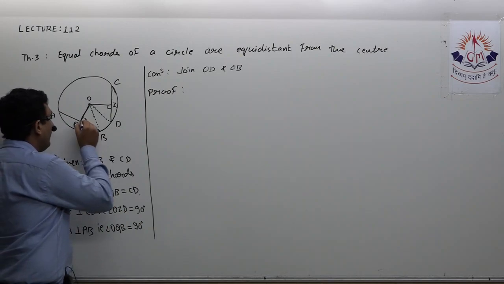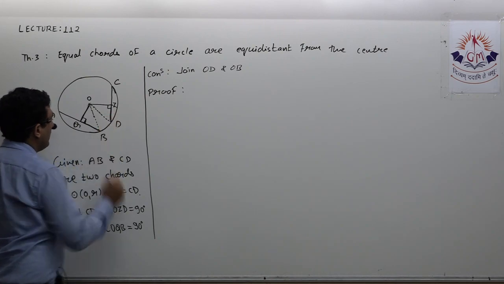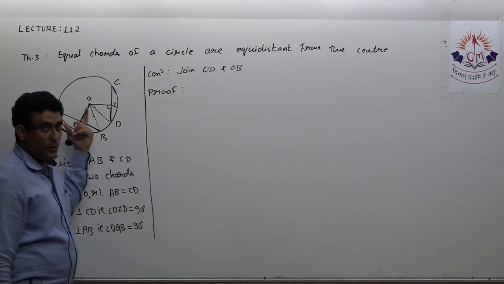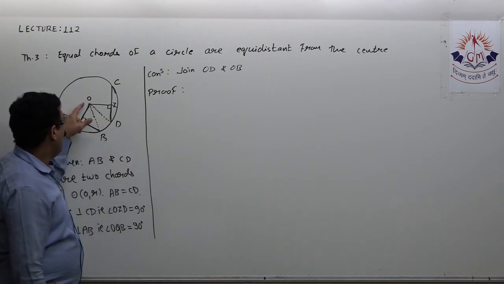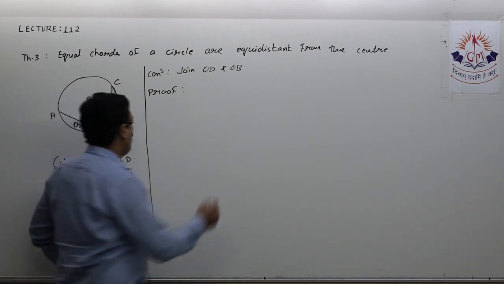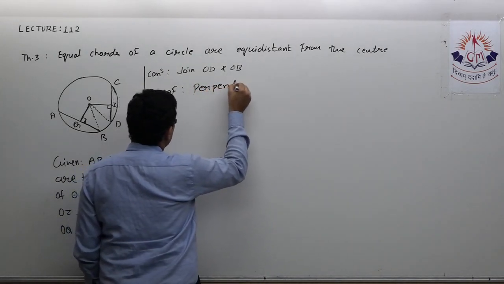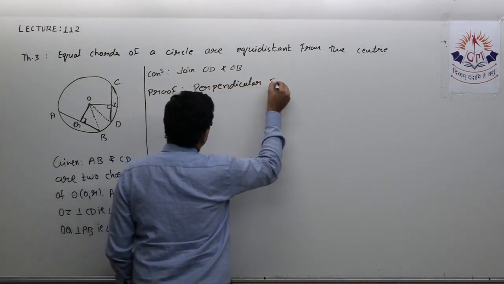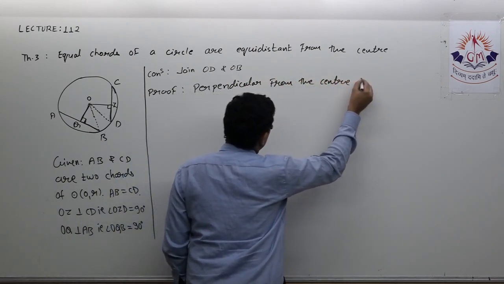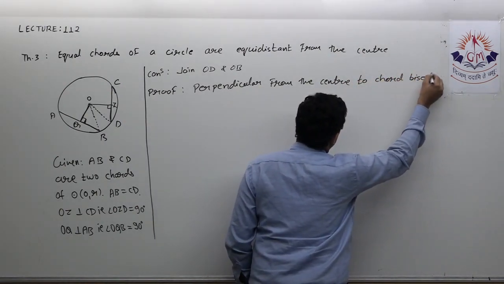It means we have to prove QB is equal to DZ. Yes, they are equal because these chords are equal, and we know their halves will be equal. If the chords are equal, their halves will be equal, and if from the center you draw a perpendicular to the chord, it bisects the chord. So we will start from that only. The perpendicular from the center to the chord bisects it.